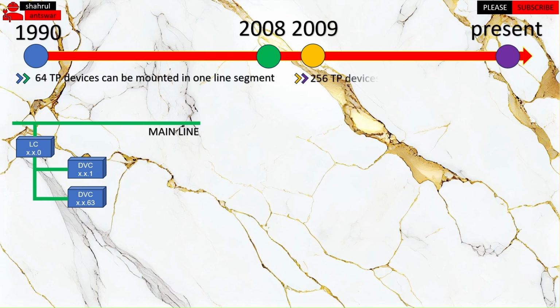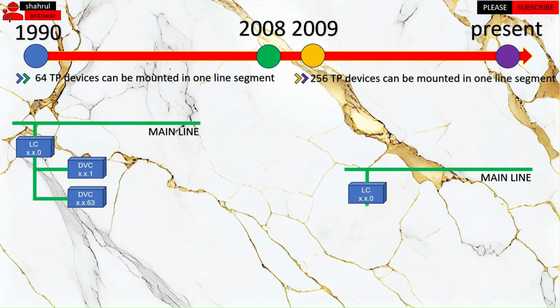Starting from year 2009, 256 TP devices can be mounted in one line segment. The topology is as illustrated. Under one line coupler, device number 1 to device number 255 can be installed.